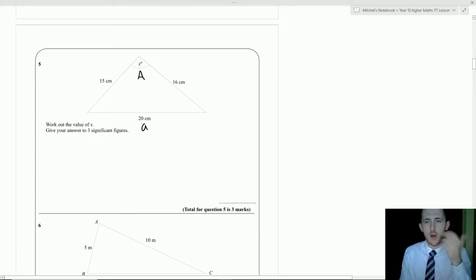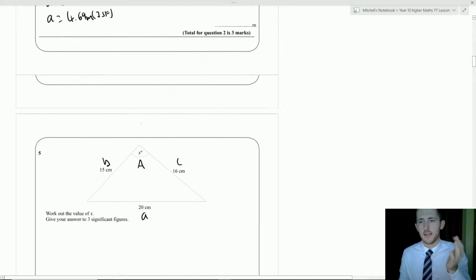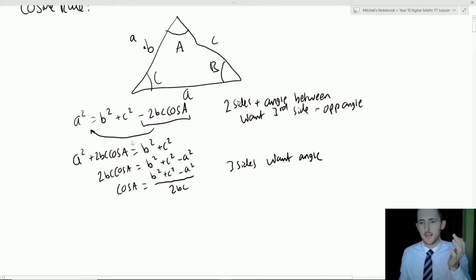Now, you may have seen online 3 cosine rule formulas where they change this from a squared to b squared, and they change all the letters around, right? Which might be why you might be slightly scared. It's not necessary. I've never really seen the fact that you need it. But if you do, all they're doing is swapping the letters around.